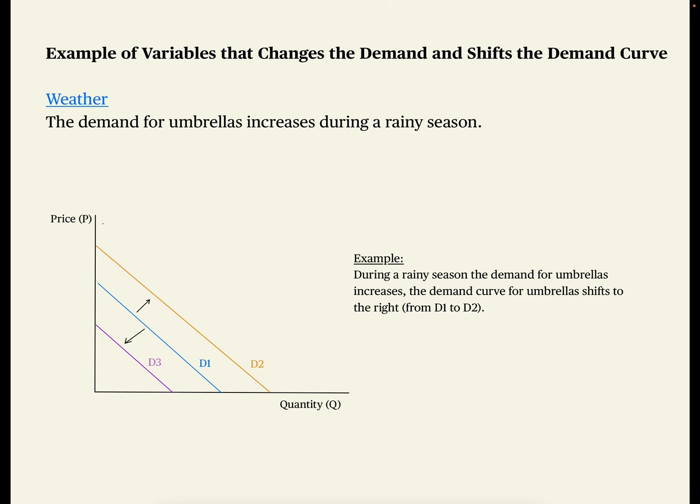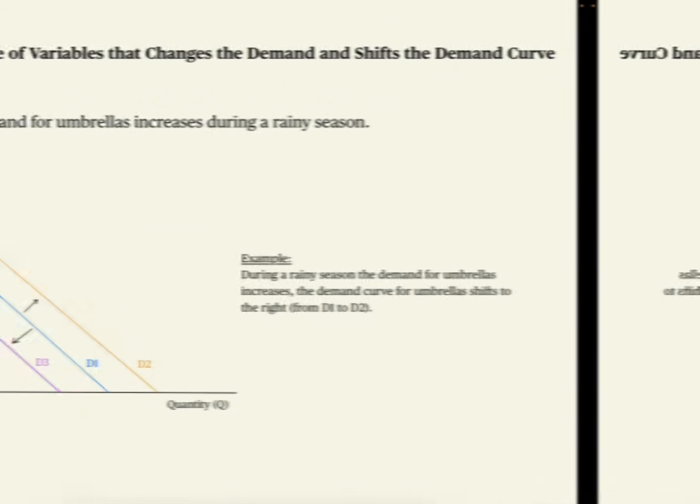Another example of variables that change the demand and shift the demand curve is weather. For example, during a rainy season, the demand for umbrellas increases, and the demand curve for umbrellas shifts to the right, from D1 to D2.